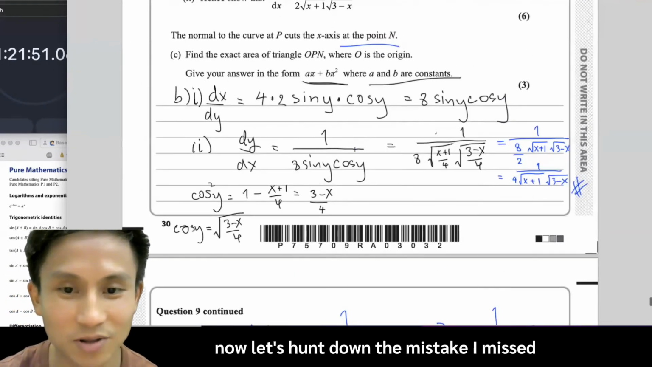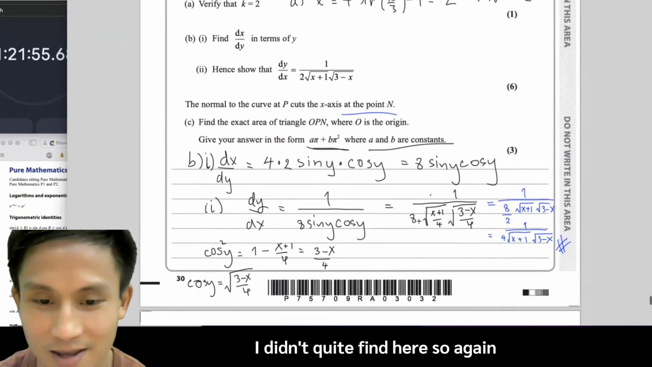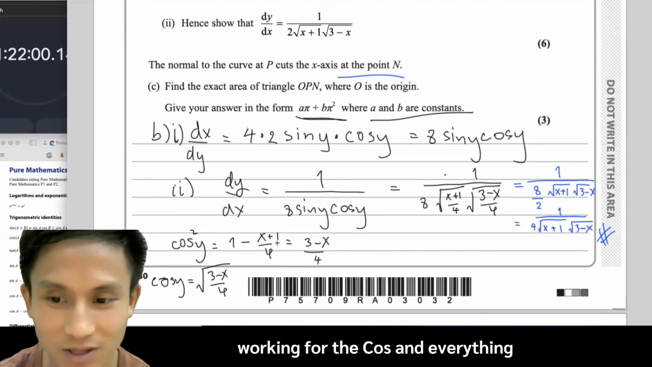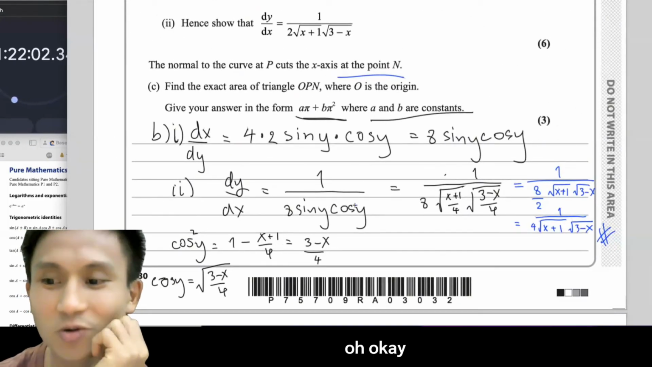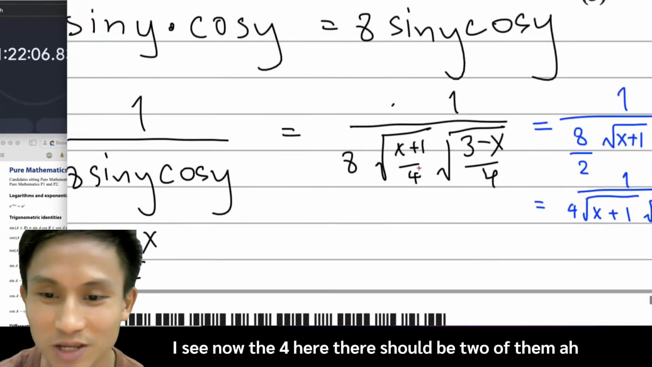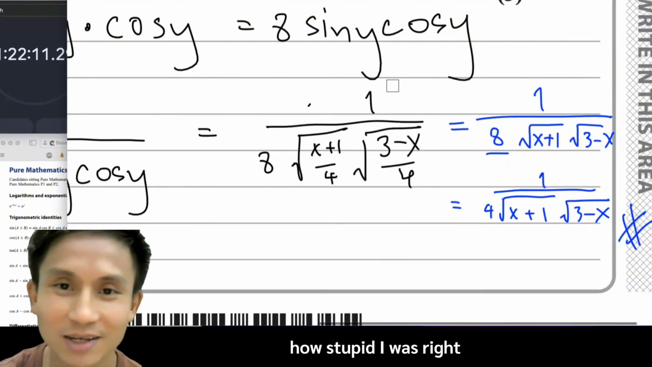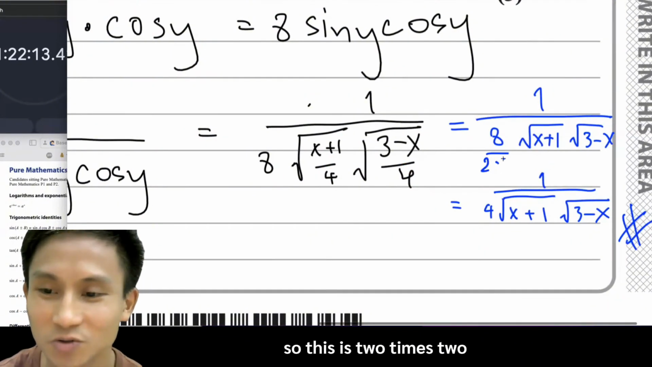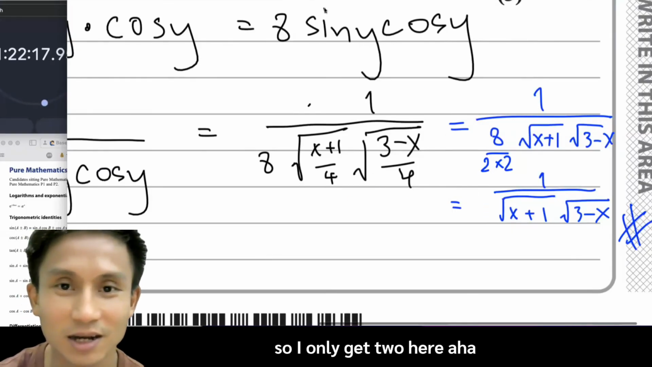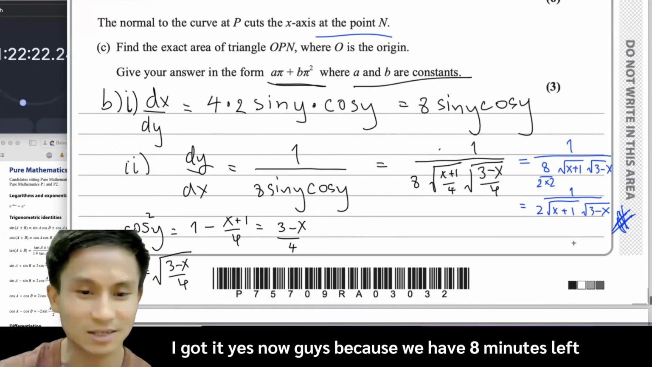Now let's hunt down the mistake I missed. I didn't quite find it here. So again, I'm just going to look at this working for the cos and everything. Oh, okay. I see now. The number 4 here, there should be 2 of them. How stupid I was, right? Okay, I didn't see that. So this is 2 times 2 because I take 2 of them out. So I only get 2 here. Aha, I got it. Yes.